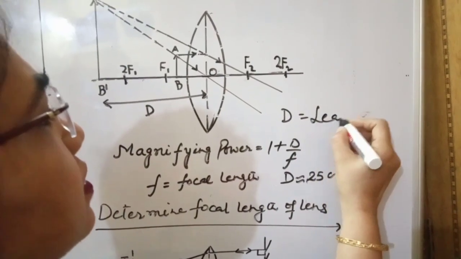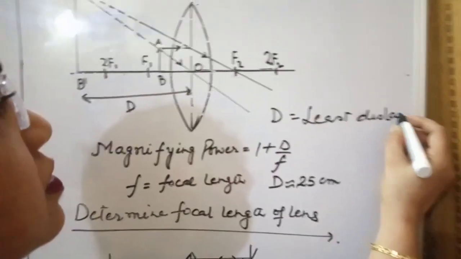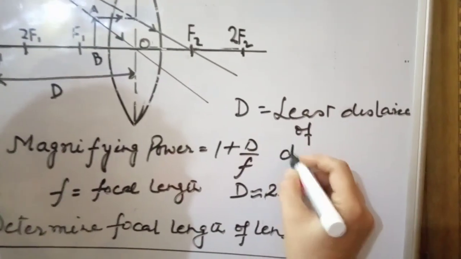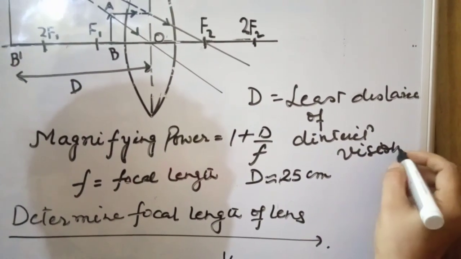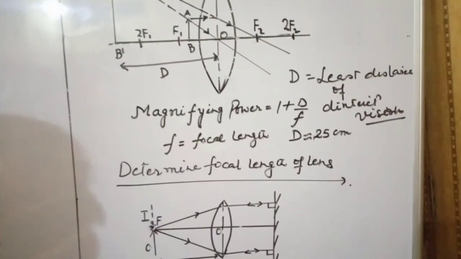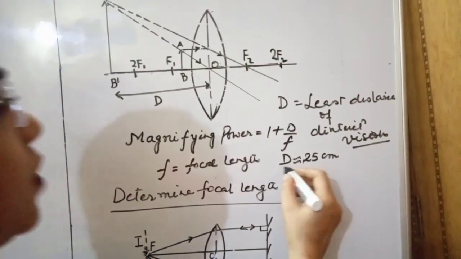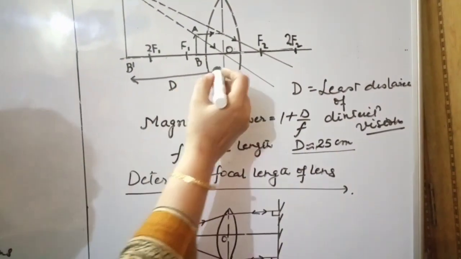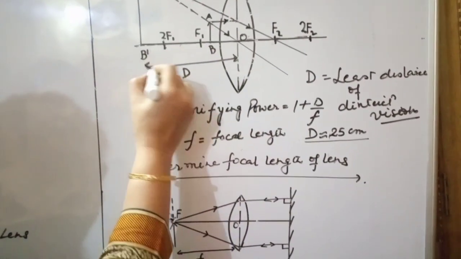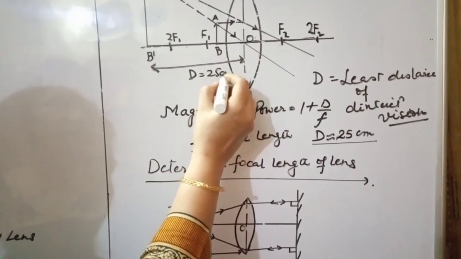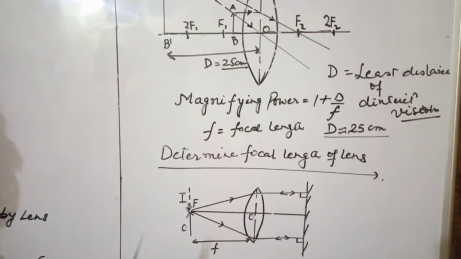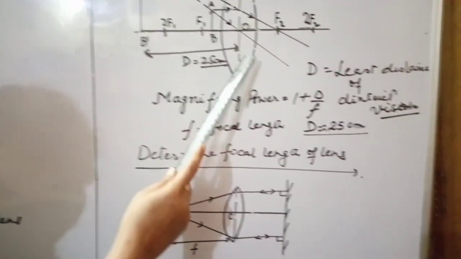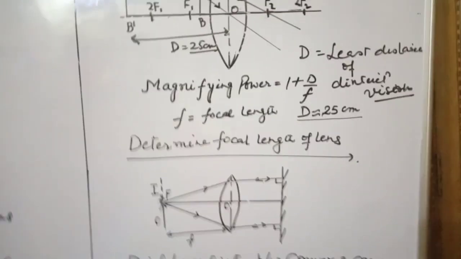D, what is the D? D is the least distance of distinct vision, meaning the minimum distance at which we can see the object clearly. That is approximately 25 centimeters, meaning the distance between the lens and the image should be approximately 25 centimeters. When you observe a small word, the least distance between your lens and the image is 25 centimeters.